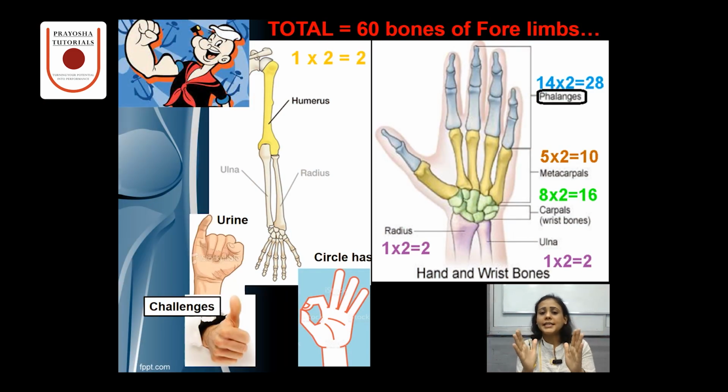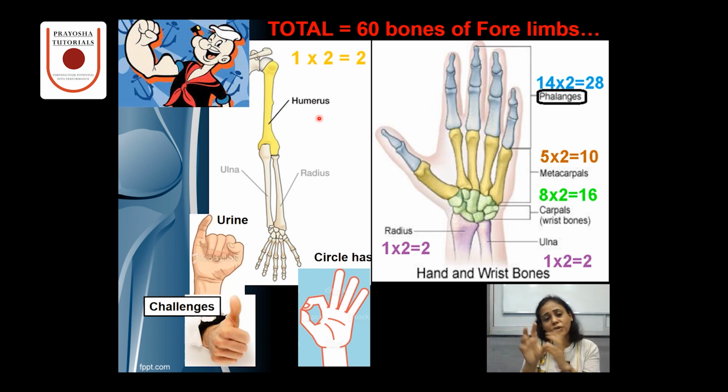Now from the 126, 60 bones are going to form your 4 limbs. Now, if we start with the hand, the upper part of the hand, that is your humerus area, the bone is called humerus. Now, how to remember humerus? We have to remember Popeye the Sailor Man. Whenever he used to eat the spinach, his biceps would increase. So, in the bicep area, we have the humerus.